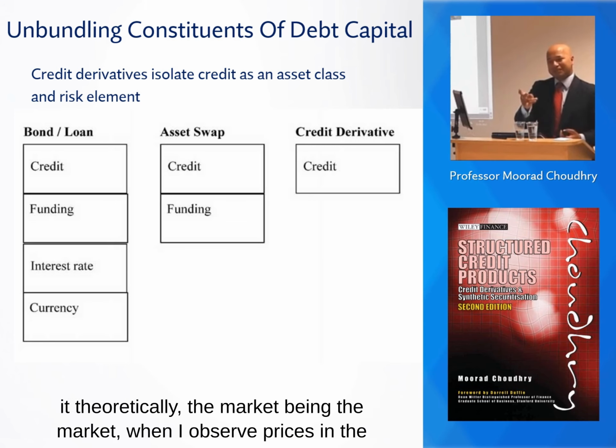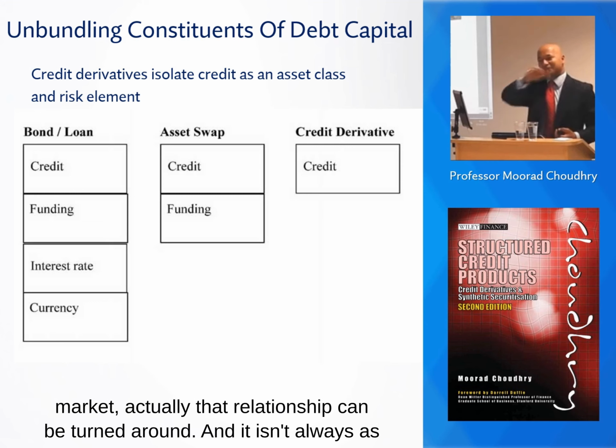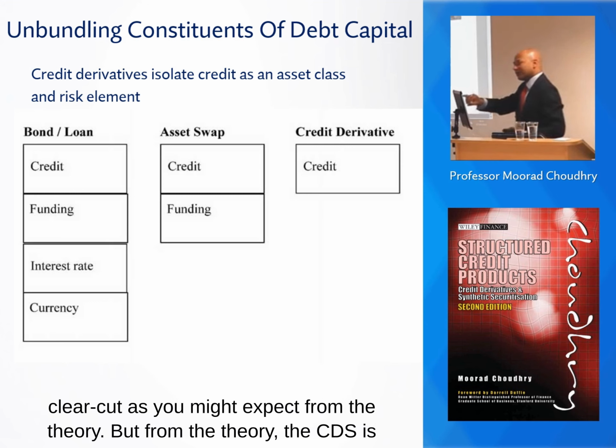Now, even though it implies it theoretically, the market being the market, when I observe prices in the market, that relationship can be turned round. And it isn't always as clear-cut as you might expect from the theory. But from the theory, the CDS is the price of pure credit.